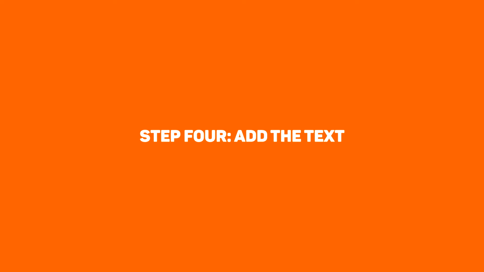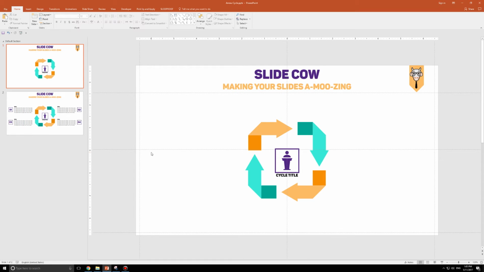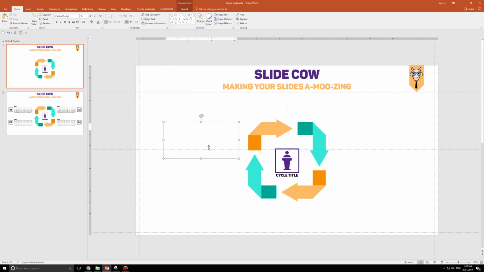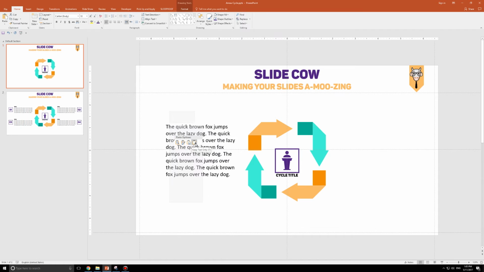Step 4, add the text. All right, here comes the easy part. We're going to go to Insert, then Text Box. We're just going to draw the text box anywhere. Now, over here, you're going to write out the text for the specific step. So the first step would be your first text box, obviously. In my case, I'm just going to write out any sort of gibberish. The quick brown fox jumps over the lazy dog. Pay no attention to that. Write out your own text, right?